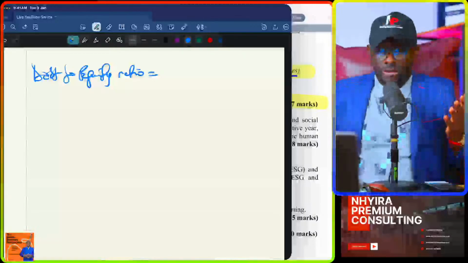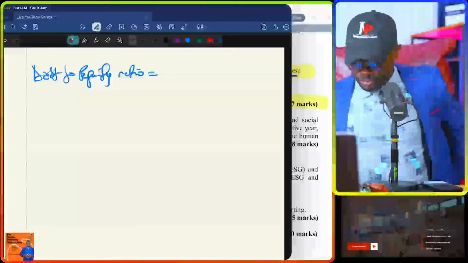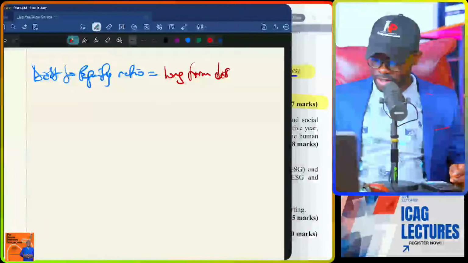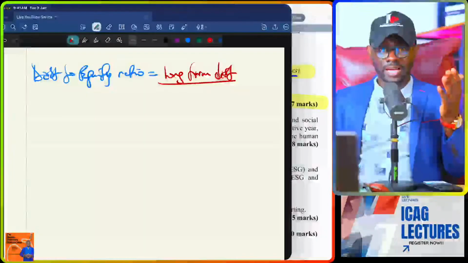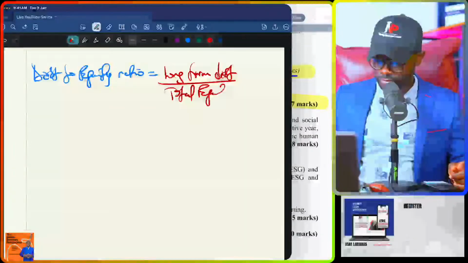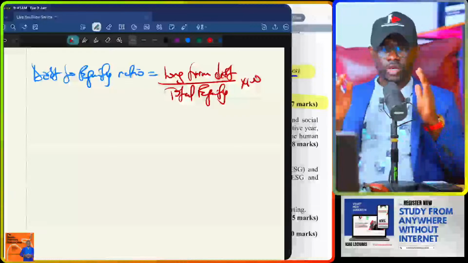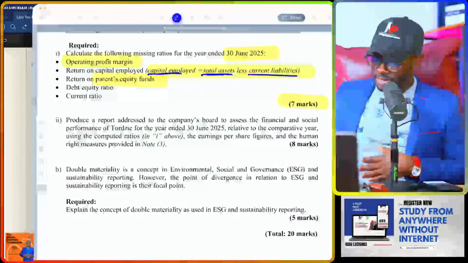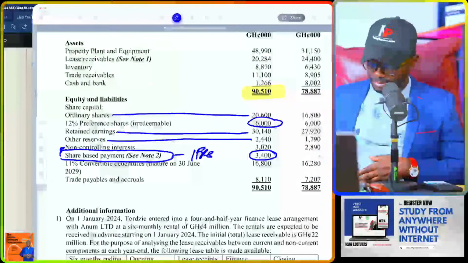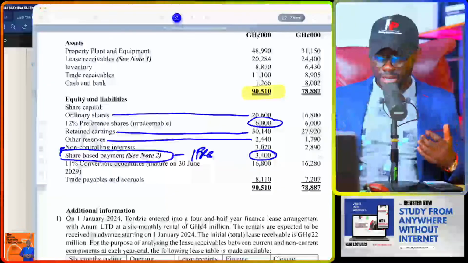Now, debt to equity ratio is going to be long-term debt, as you know already, or the interest-bearing debt, divided by total equity, times 100. So if we go back to the question, can we see long-term debt? Stay with me carefully. Can we see long-term debt?